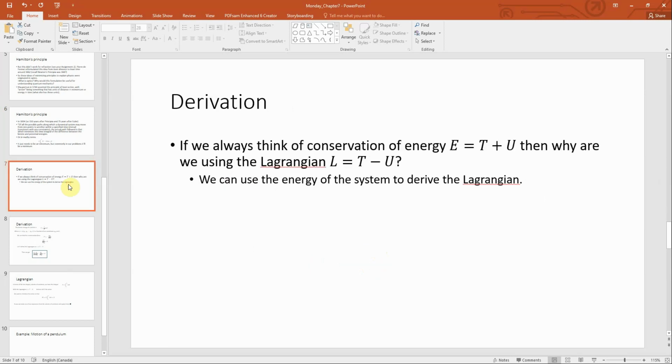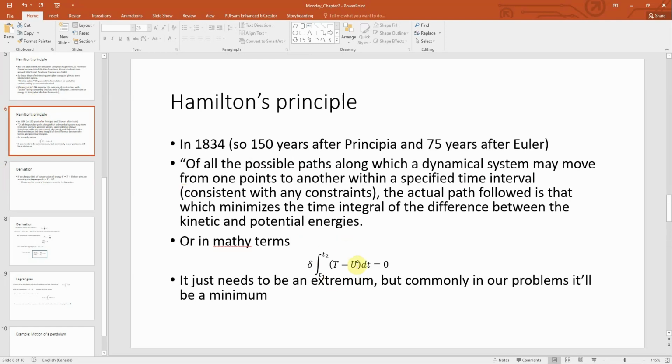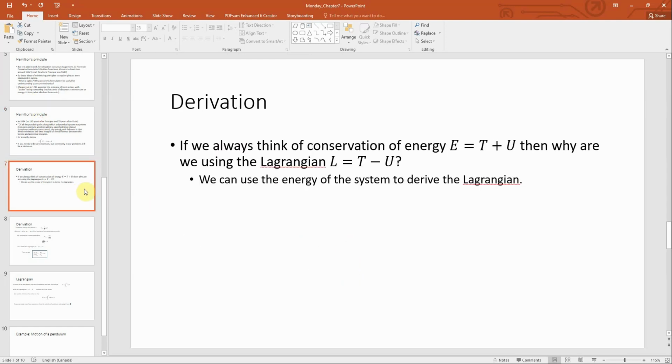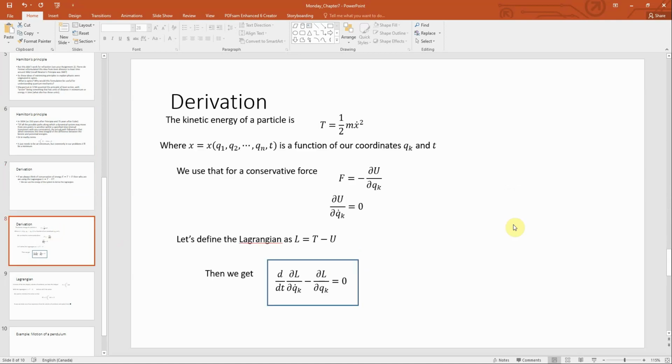Okay, so let's get into the derivation of this. I will briefly talk about this here, and I'll get a little bit more into it in the lecture. But if we always think of the conservation of energy, E is equal to T plus U, then why are we actually using the Lagrangian? L is equal to T minus U, as Hamilton posed here. So we can use the energy of the system to derive the Lagrangian as we go here.